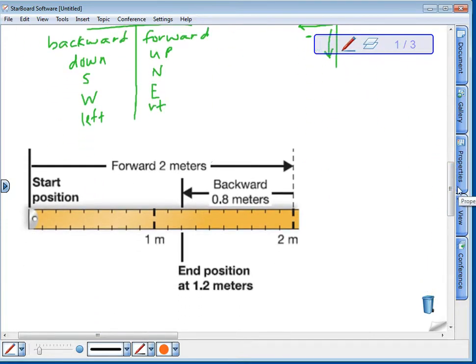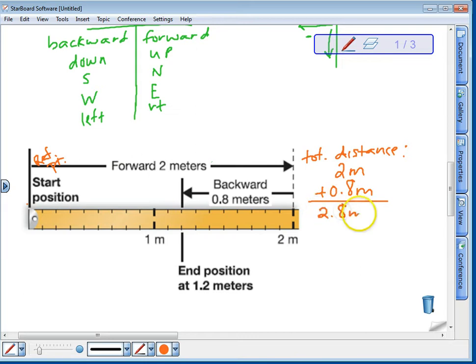Here's one. If I start here, here's my reference point. I'm starting here at 0. My distance, I went 2 meters, and then I went back 0.8 meters. My total distance would be 2 meters plus 0.8 meters. Remember that distance doesn't matter what direction you go. So my total distance would be 2.8 meters. That's how far I walked.